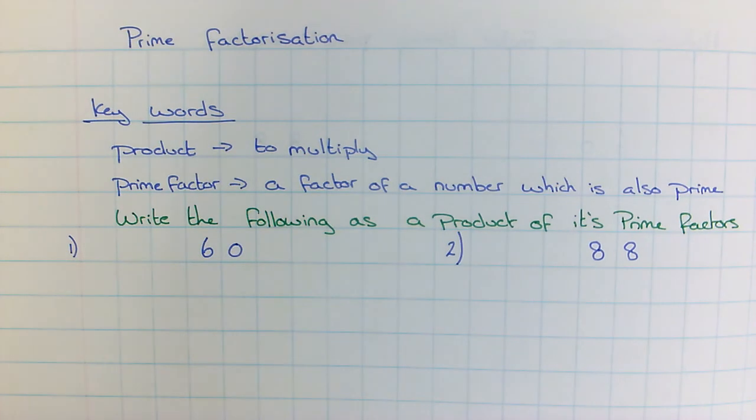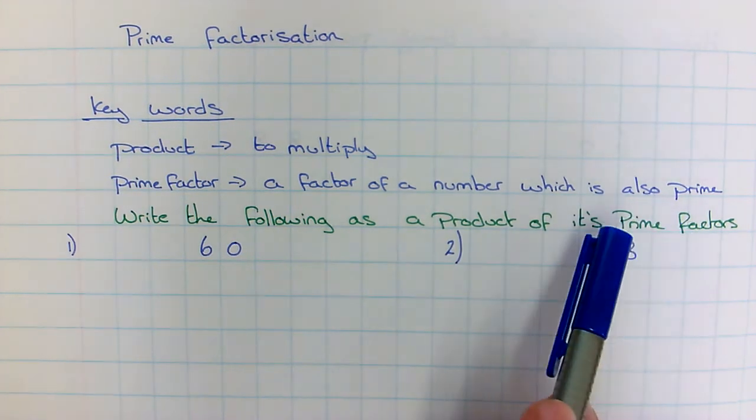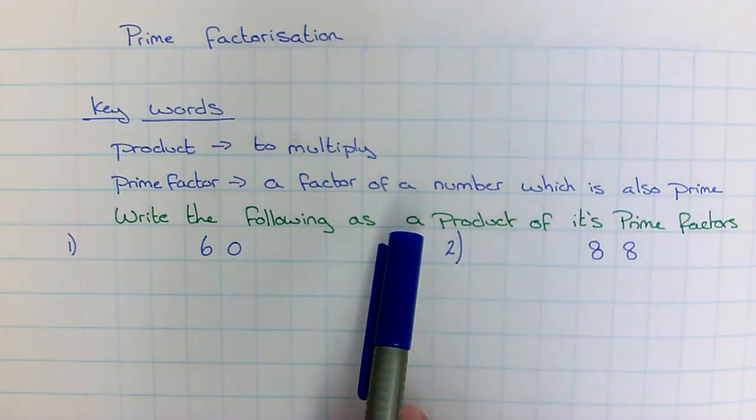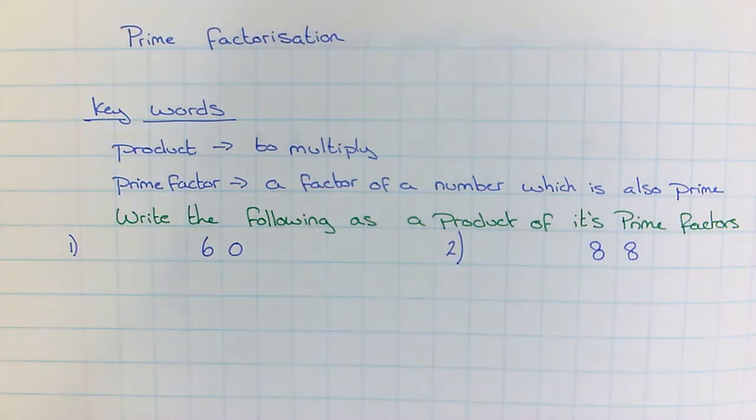Okay, so there's a couple of key words that we're going to come across in here. The first one is product, which means to multiply, and then the second is a prime factor. This is a factor of a number which is also a prime number as well. So you're going to see a lot of questions which say, write the following as a product of its prime factors. Remember, product here means to multiply, and prime factors are numbers which are also prime. So multiply together all of the prime factors is what it's asking us to do.